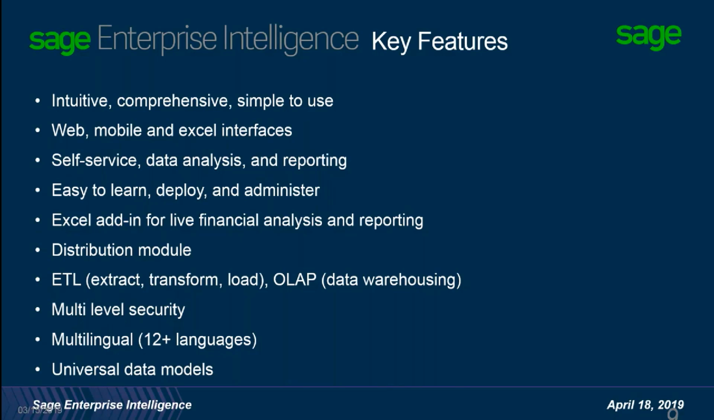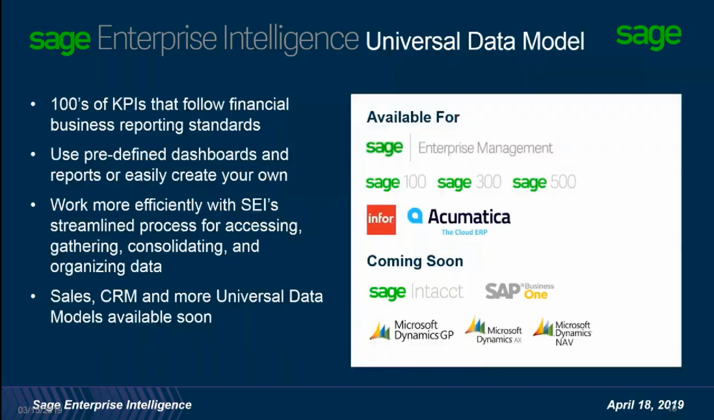We also are delivering now, as of our last version, our universal data models. We'll get into that now on this slide. Essentially what it is, it's pre-built KPIs, dashboards, reports for different areas of the business that work across different ERPs. So as you can see, it's available for Sage 100, 300, 500, a combination of those as well.